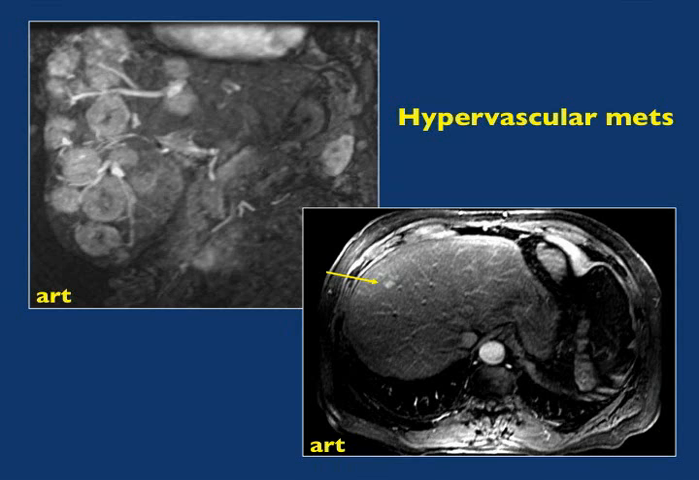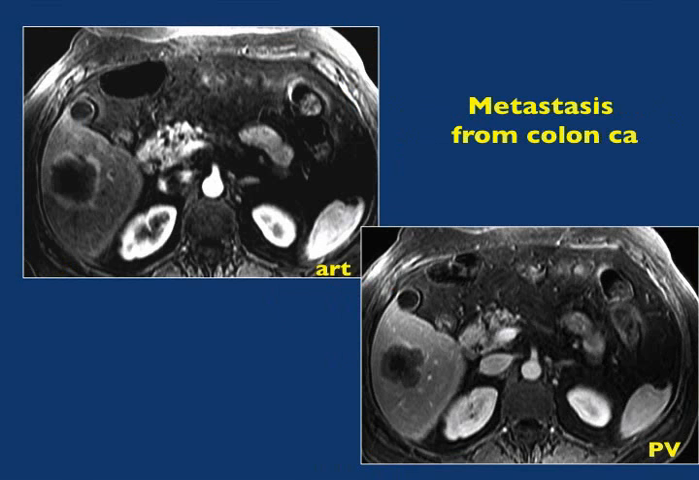The next slide shows hypervascular metastases, and these are enhancing in the arterial phase. We are not shown the portal venous phase, but there is no washout in the portal venous phase. So that's quite important. In the next slide, we see a hypovascular metastasis from colon cancer in the right posterior lobe. On the left, you see the arterial enhancement, which is mostly in the periphery, and you see the same pattern in the portal venous phase. So there's no washout or no filling of contrast.